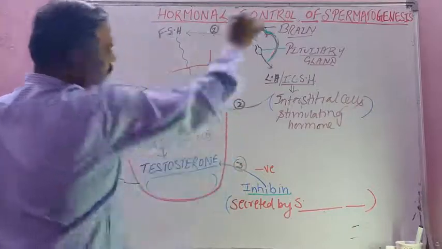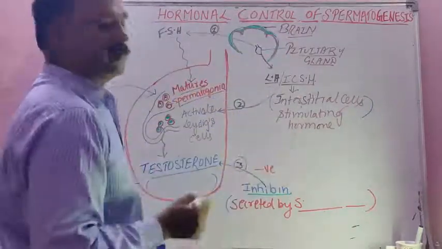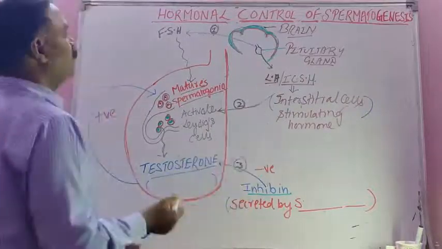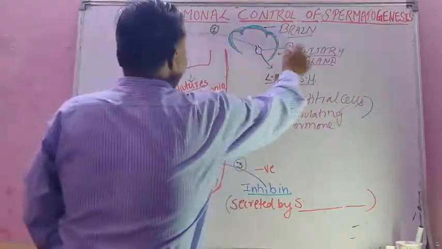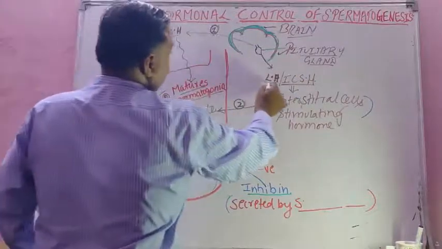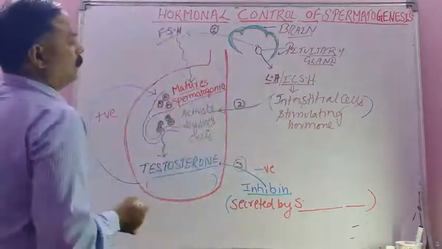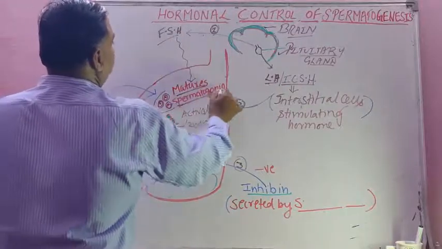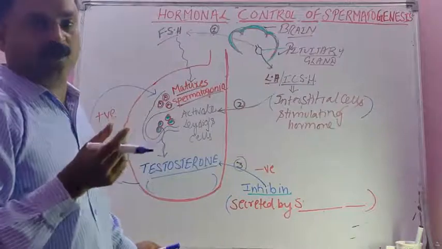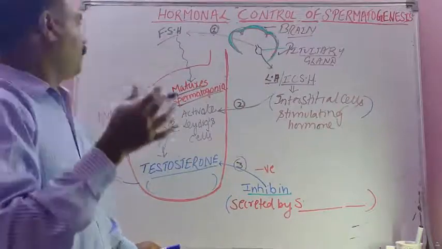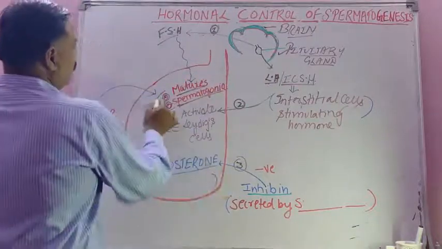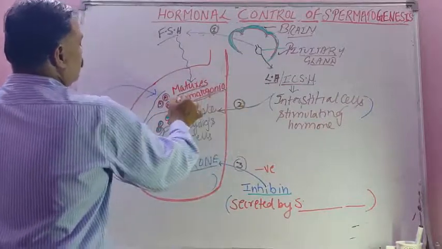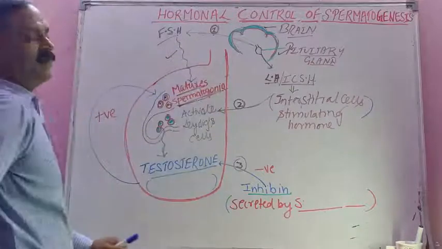So let us see how it controls spermatogenesis. Observe positive as well as negative feedback. Let us start now. In the first step, the pituitary secretes FSH and LH. Follicle stimulating hormone stimulates the maturation of the spermatogonia. Student, this is the testis and these are spermatogonia. You have studied spermatogonia, isn't it? This is the role of FSH.